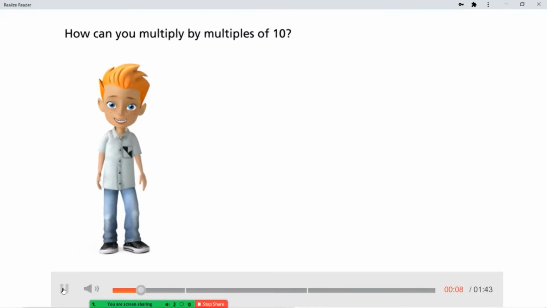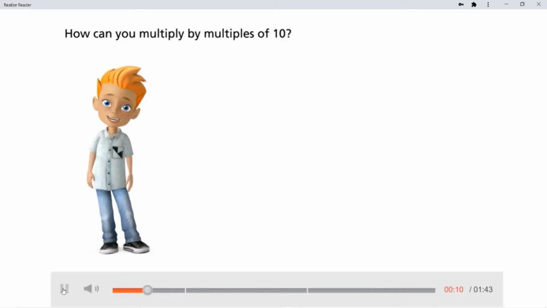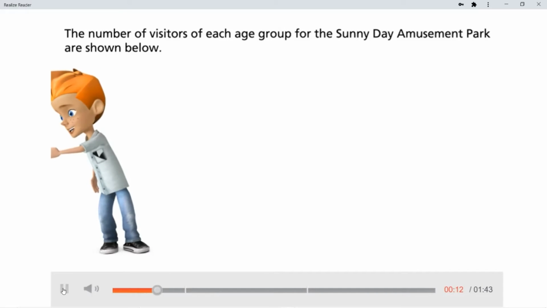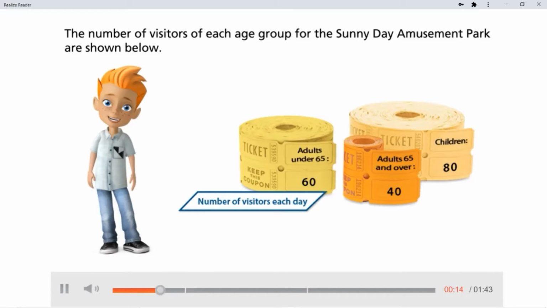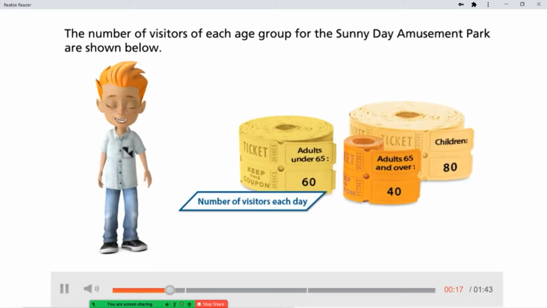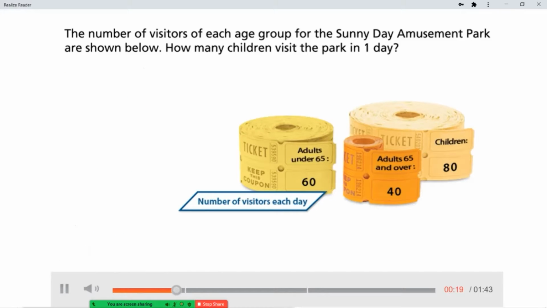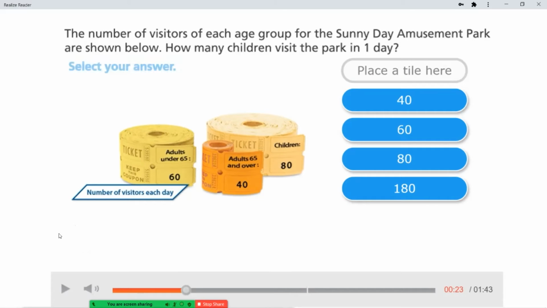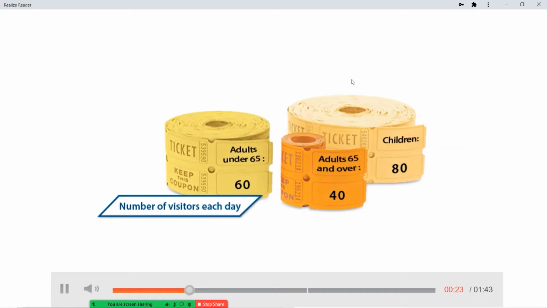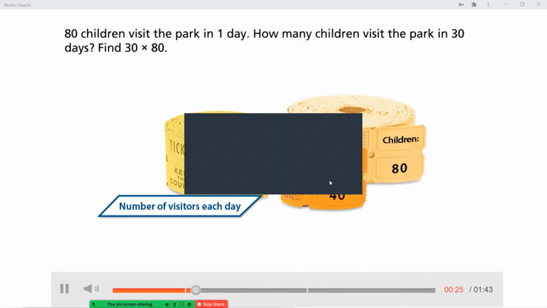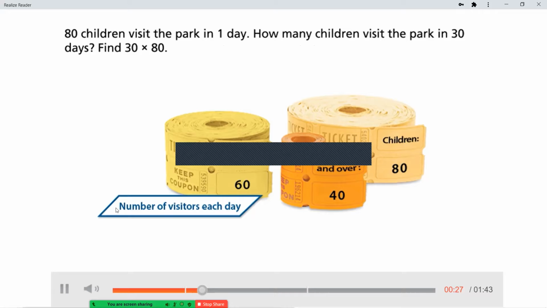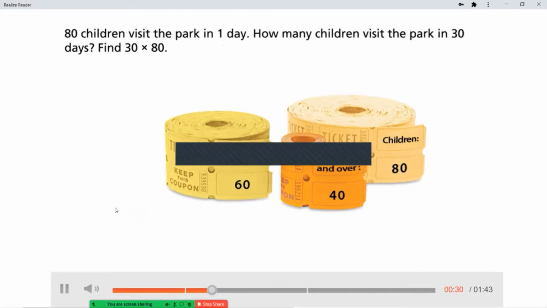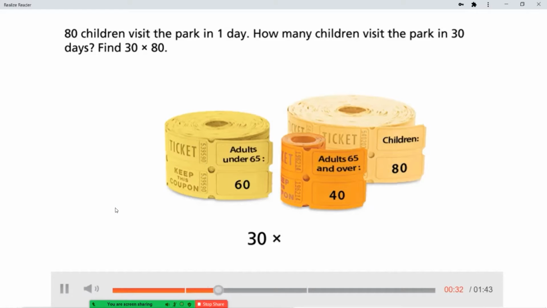How can you multiply by multiples of 10? The number of visitors of each age group for the Sunny Day Amusement Park are shown below. How many children visit the park in one day? Select your answer. 80 children visit the park in one day. How many children visit the park in 30 days? Find 30 times 80.